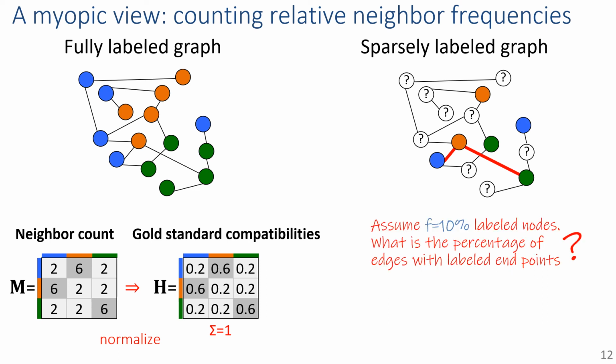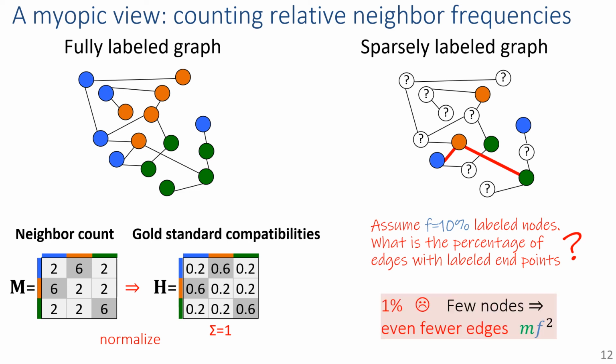Now what is the problem? Assume we have 10% labeled nodes. What is the percentage of edges that have labeled endpoints? It's 1%. If we have few nodes, we have even fewer edges. So the number of total observations is the fraction to the power of 2 times the number of edges.